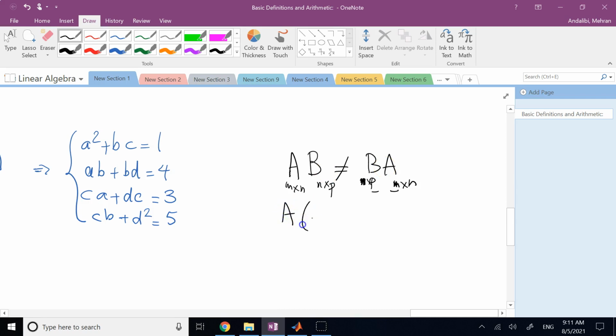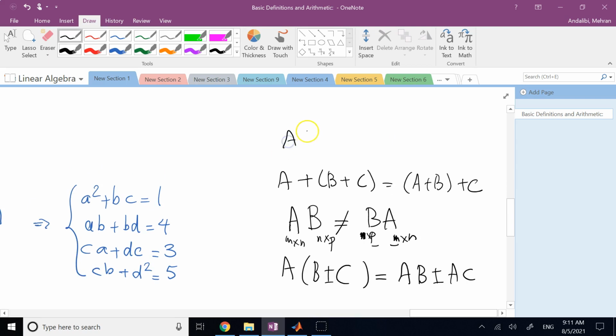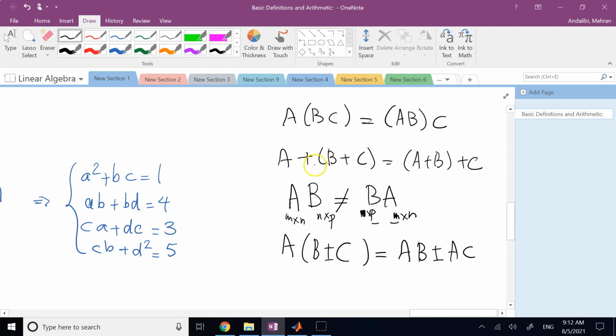Now, when you want to multiply A by B plus or minus C, you can definitely use A times B plus or minus A times C. So product with respect to addition or subtraction has the distributive law. And also the associative law. If you want to add A to B plus C, can you first add B and C to A, or first add A and B, then add it to C? Yes, you can do that. So the order doesn't matter, and the same thing for the product. If you want to multiply A by the product BC, instead you can first multiply A and B, then multiply it by C. So the product or the addition or subtraction, they have the associative law.